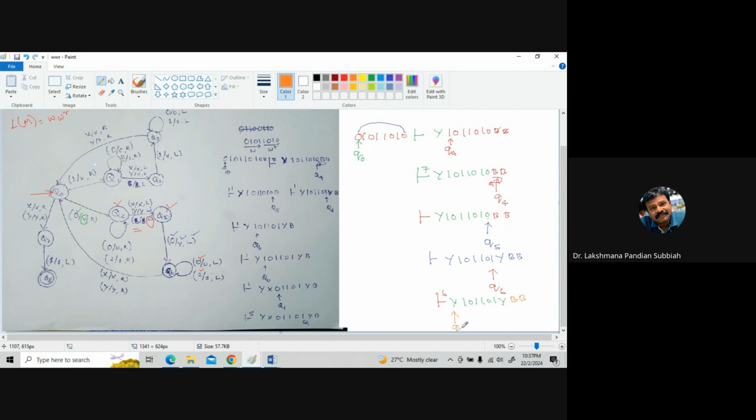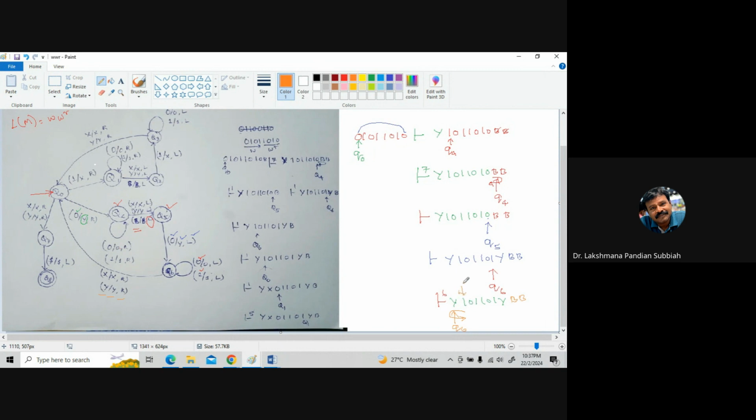Now we are in the position Q6 at that Y. Now in that Q6, we are having Y. So Y, then we have to move to right. Y as it is, leave it, move to right. So we are moving to right, from left to right, and then go to the Q naught. So in that one we move to right, and this is the Q naught state.